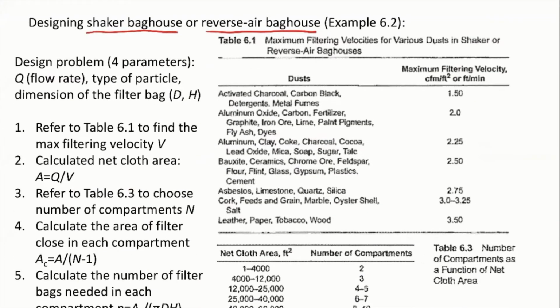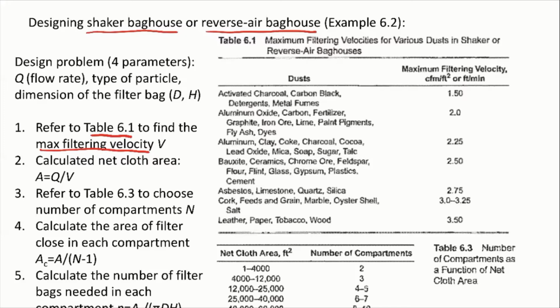Okay. So the way we design these problems is first to understand what type of particles we're trying to deal with. Let's say we're trying to deal with flour particles. For example, we're trying to design a PM removal system for a flour company generating flour from wheat. We don't want to emit a lot of these tiny particles into the atmosphere. Also, flour particles are combustible, so they're quite dangerous if we directly emit them out. So the first thing we should do is to refer to table 6.1 to find out what the filtering velocity is for this type of material.